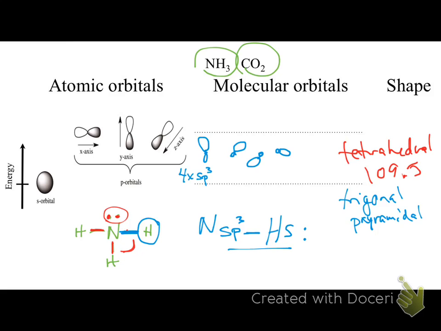Yes? When we write this, do we need to know the 4 sp3s, or does the fact that it's sp3 tell us? If it's sp3, there has to be 4. If it's sp2, there has to be 3. If it's sp, there has to be 2. Other questions?